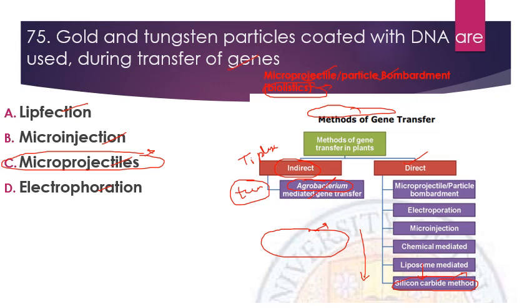This is the indirect method. Then we have various direct methods like microprojectile particle bombardment, then electroporation, microinjection, chemical mediated transfer of these genes or DNA particles, then liposome mediated transfer, which we call lipofection, and silicon carbide method. So these are various methods which are used to transfer genes in the target cell.